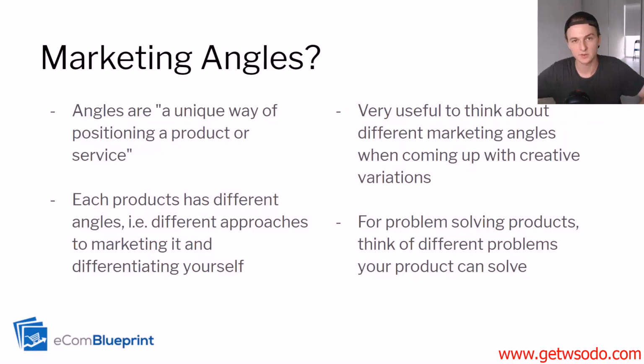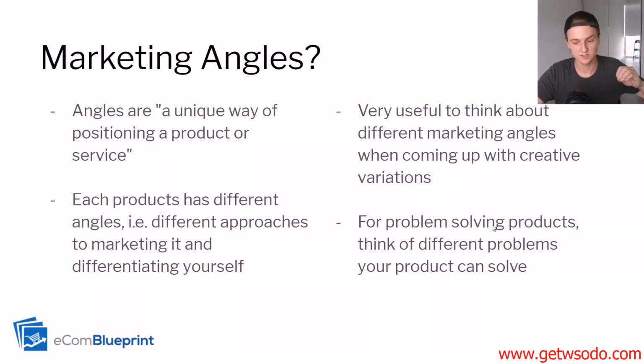And then once we find an angle that works, you want to scale it as fast as possible before someone copies you. And so each product has different angles, different approaches to marketing it, and to differentiating yourself from the rest of the competitors. And so when you're coming up with different creative variations, coming up with different marketing angles helps a lot. Thinking about what the main angle is going to be for different creatives helps you come up with different creative ideas.